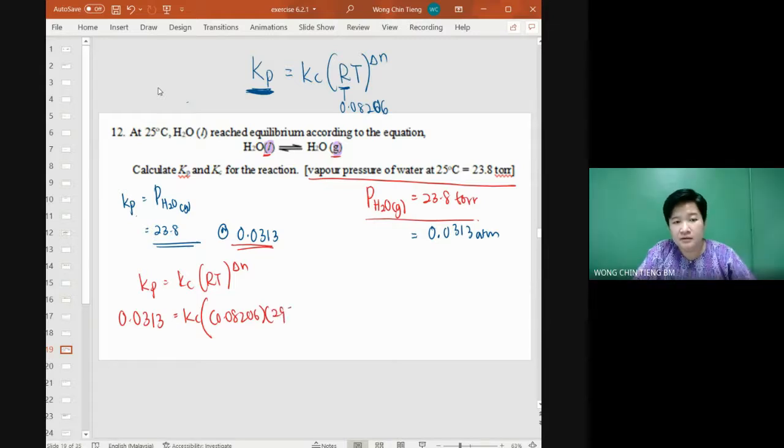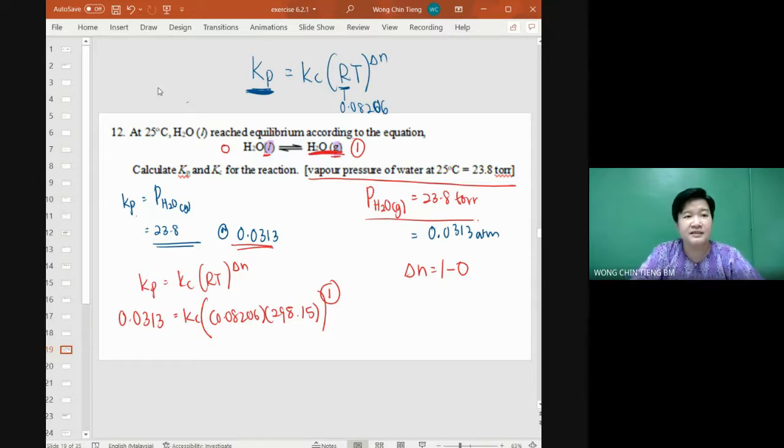Alright. 298.15 Kelvin. Delta N over here adalah equals to 1 because you have your gas on this side adalah 1. Liquid on this side kita tak ambil kira. Alright. So kat sini adalah kosong. So your delta N over here is equals to 1 because it's a 1 minus 0. Delta N equals to 1 minus 0 due to the presence of liquid. Agree? Okay. So, when you do the calculation, kira lah sendiri. Okay, macam biasa, kira lah sendiri.